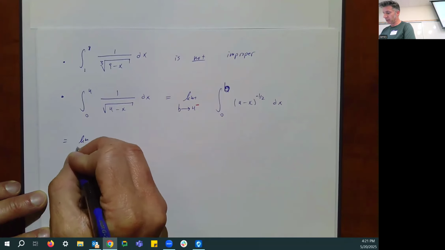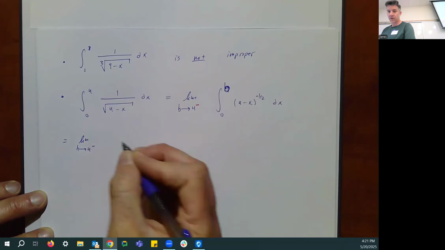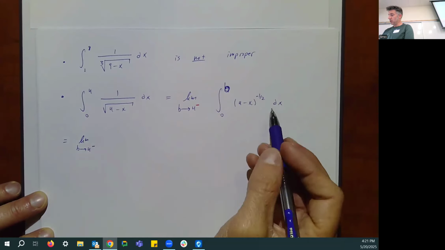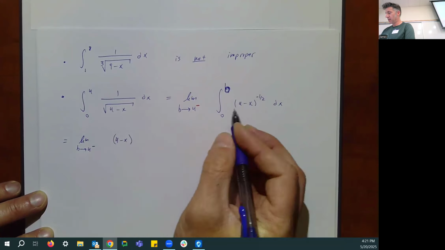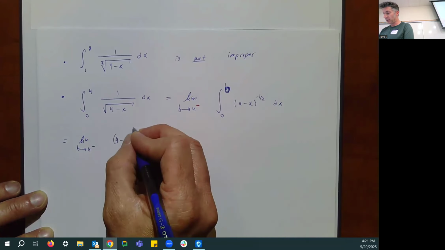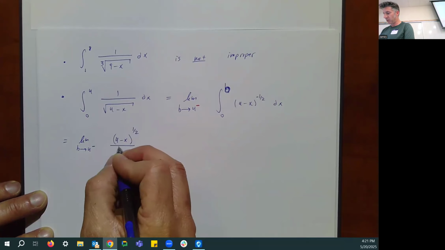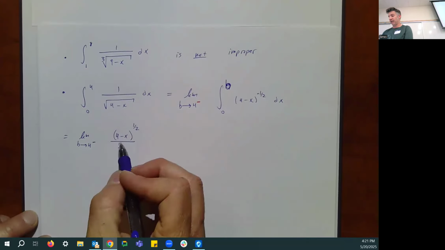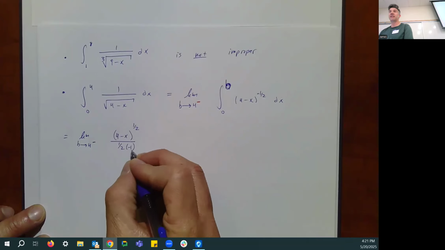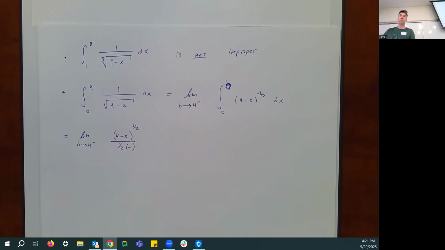With the limit as b approaches 4 from the left, we integrate that, we get 4 minus x to the negative 1/2 plus 1, which is positive 1/2, divided by 1/2, also divided by a negative 1 because of the minus x there. Yes, I skipped doing the u substitution, right? This is one of those mini u subs where we end up dividing by the coefficient of x.